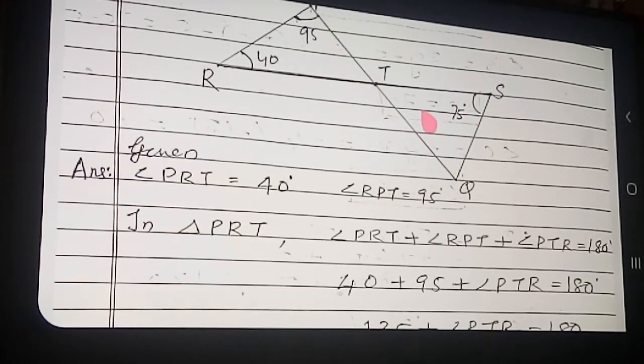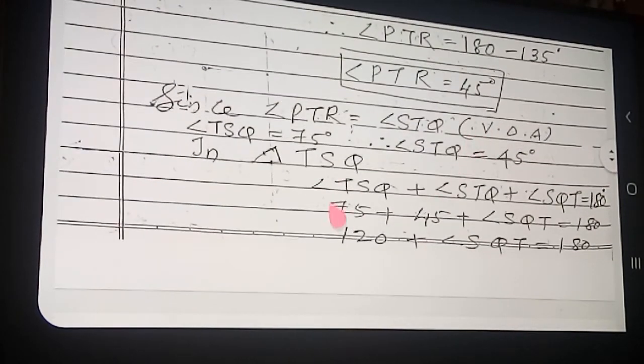This triangle, take care. What is this, in this triangle? What is written? TSQ. In triangle TSQ, what about the sum of these three angles? 180. That we will write down. See here. In triangle TSQ, angle TSQ plus angle STQ plus angle SQT is equal to 180.